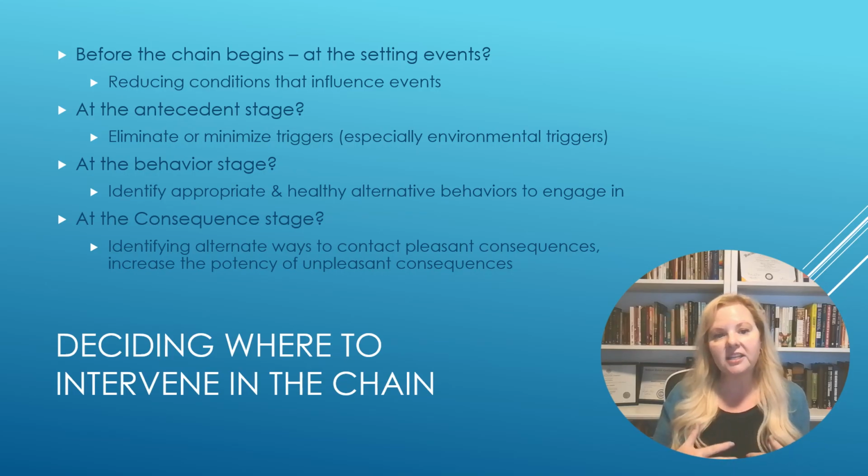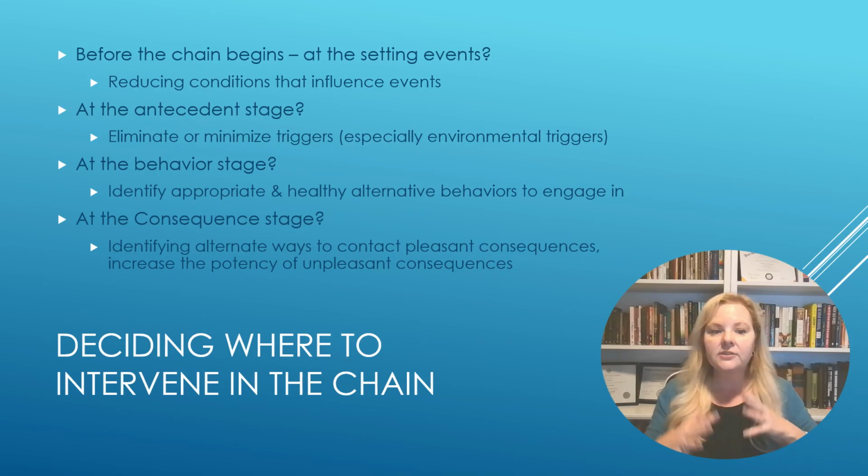We might want to intervene at the behavior stage, identifying appropriate and healthy alternative behaviors to engage in. Or at the consequence stage, identifying alternative ways to contact pleasant consequences and increasing the potency of unpleasant consequences. So this chain really helps us make some important decisions as we're determining the appropriate interventions for our client.